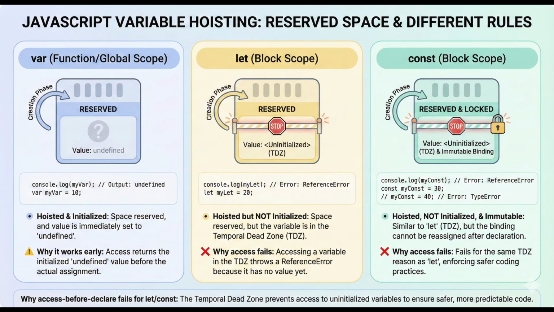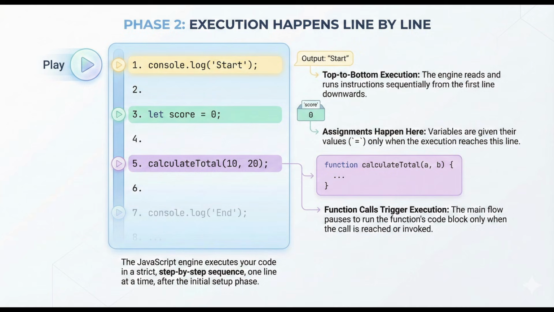So now the first scan is complete. Memory is prepared. JavaScript knows which functions exist and which variables exist, but no code has actually run yet. Now comes the second phase. This is the execution phase. This is where JavaScript starts running your code, line by line, from top to bottom. Let's walk through a simple example together.